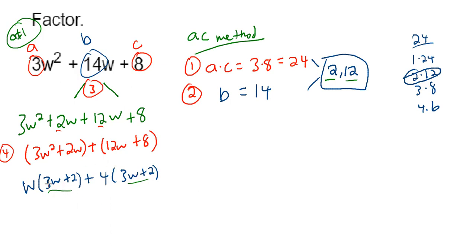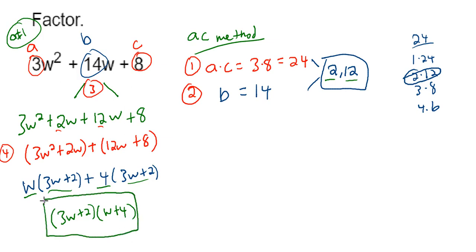So we will factor out the 3w plus 2, write it one time out in front, and then in a new set of parentheses, we will write what's left over, which is the 4 and the w. I'm sorry, I'm saying it backwards. The w plus the 4. So we have w plus 4. And now this is factored because now we have two things being multiplied together. All right, so that's how the AC method works.